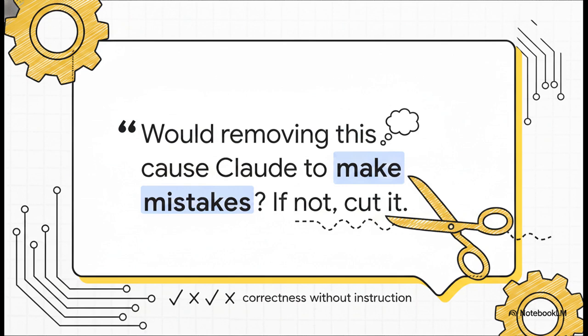Prune it regularly. If Claude is already doing something correctly without the explicit instruction, you don't need it taking up space in the file. Treat your config files exactly like production code. Keep them incredibly concise and optimized so you avoid crippling performance issues down the line.